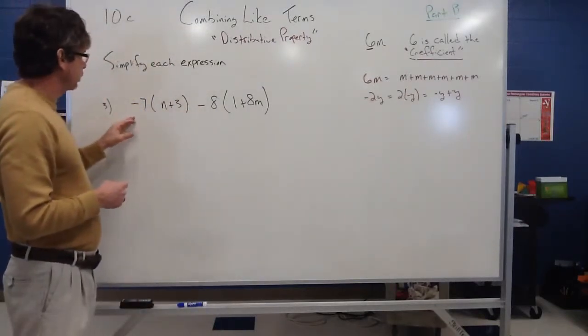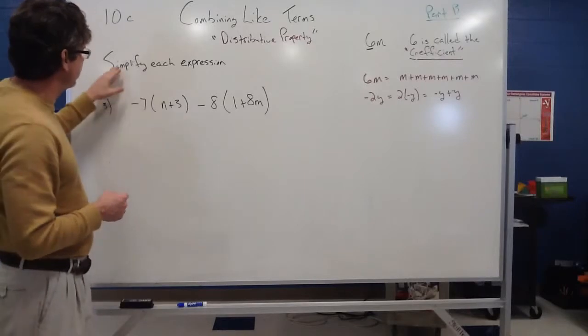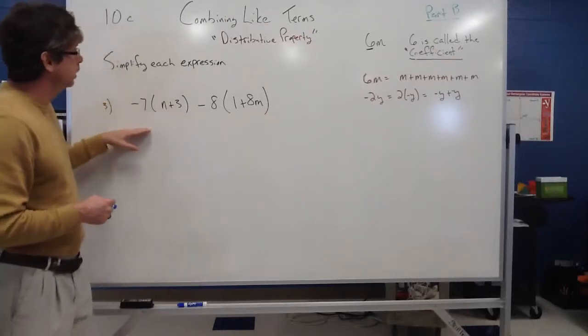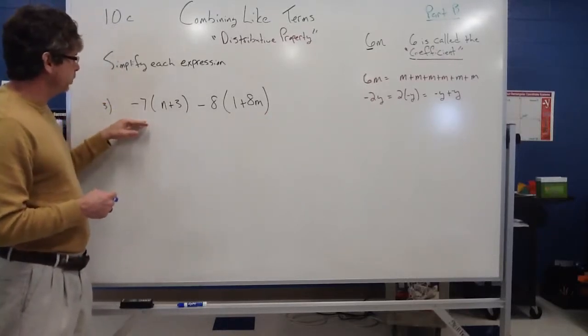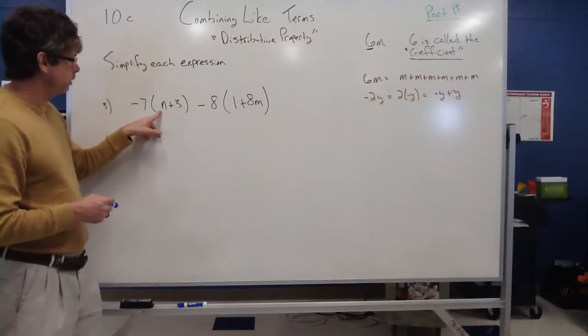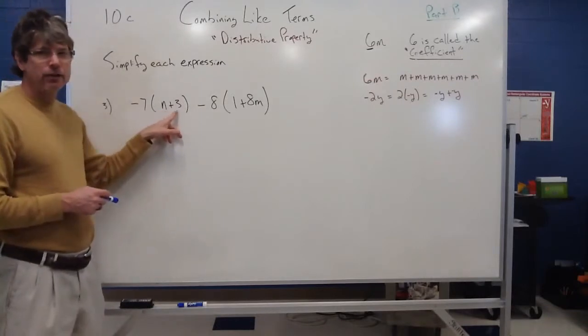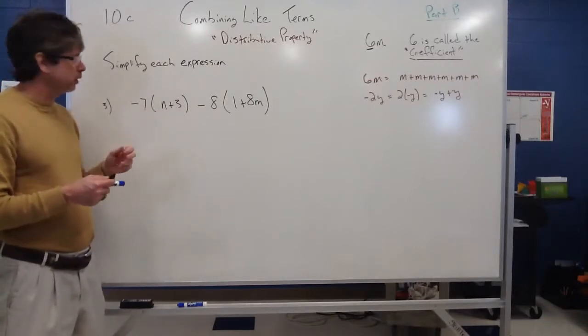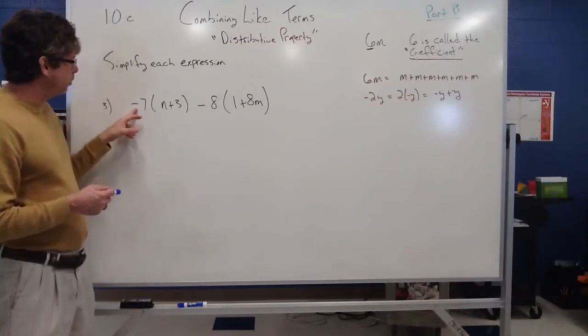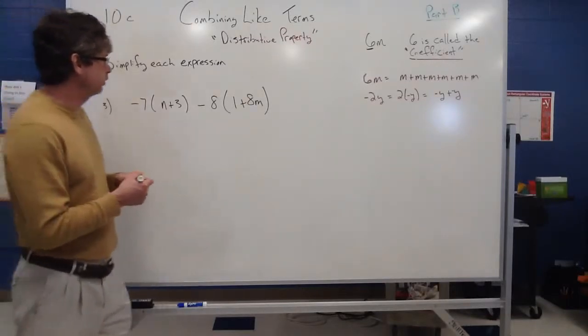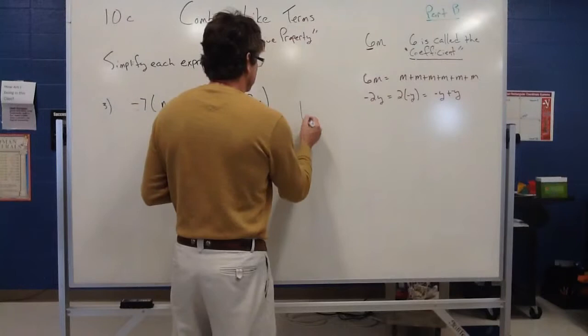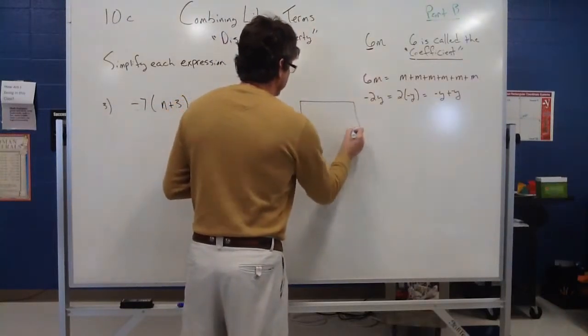So, when I look at this problem right here, we want to simplify this expression. And to simplify this expression, we want to remove the parentheses because, again, notice that you really can't add an n to a 3. Those aren't what we call like terms. So what we can do, though, is multiply through the parentheses. And again, I can use the rectangular model to do that. So I can write that off to the side.